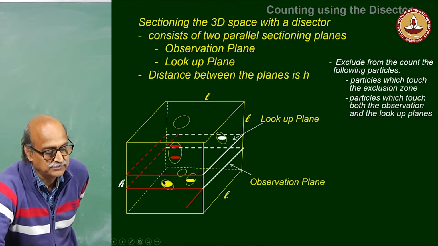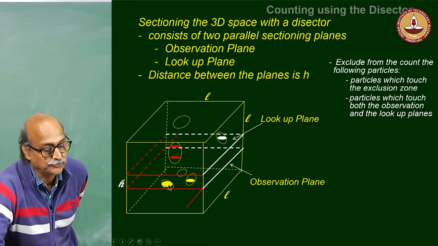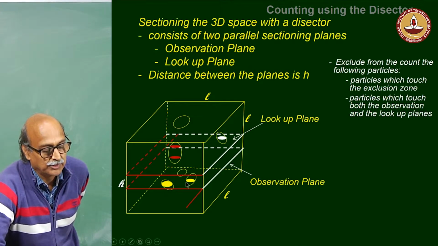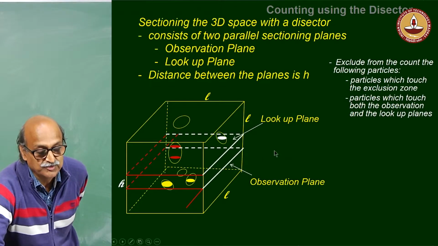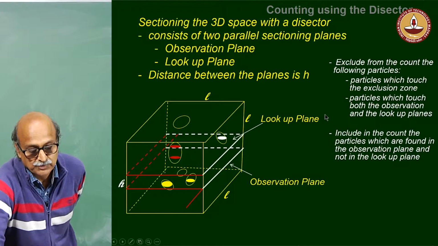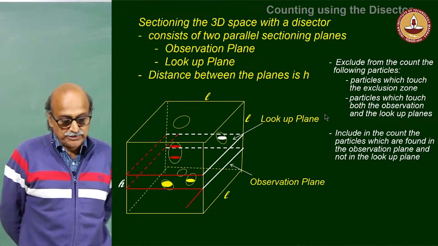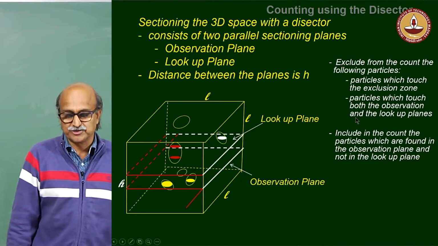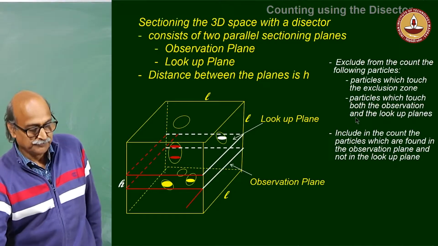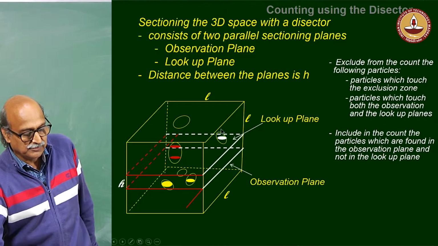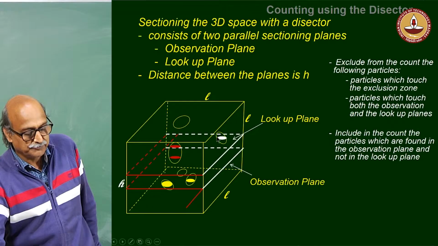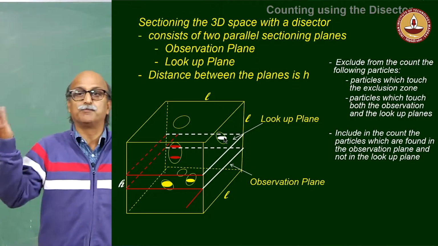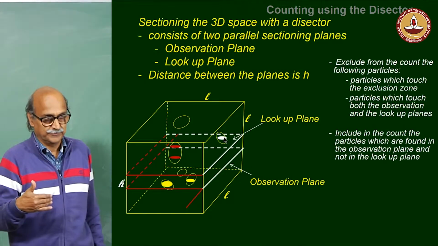while this particular particle has a section only in the observation plane, which will be included in the count. So, in the end, which are the particles to be included in the count? Include in the count the particles which are found in the observation plane and not in the lookup plane, which means that this particular particle, whose section is in white color, will not be counted because it is in the lookup plane only and not in the observation plane.